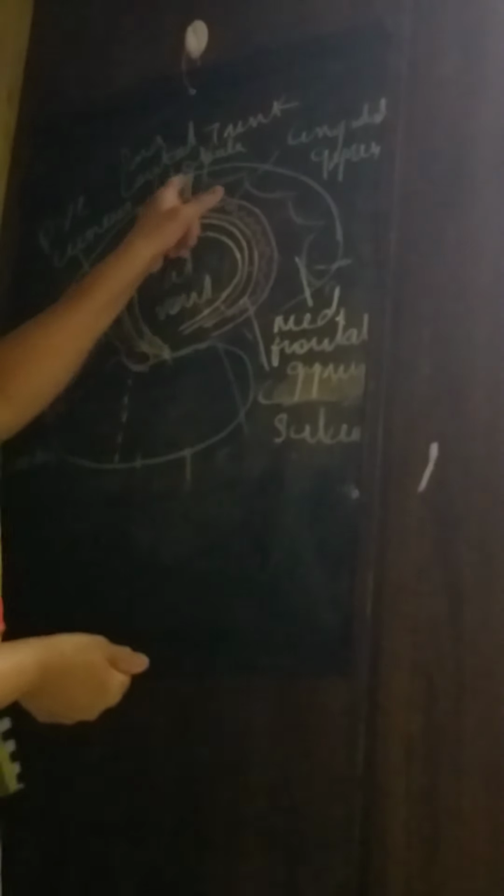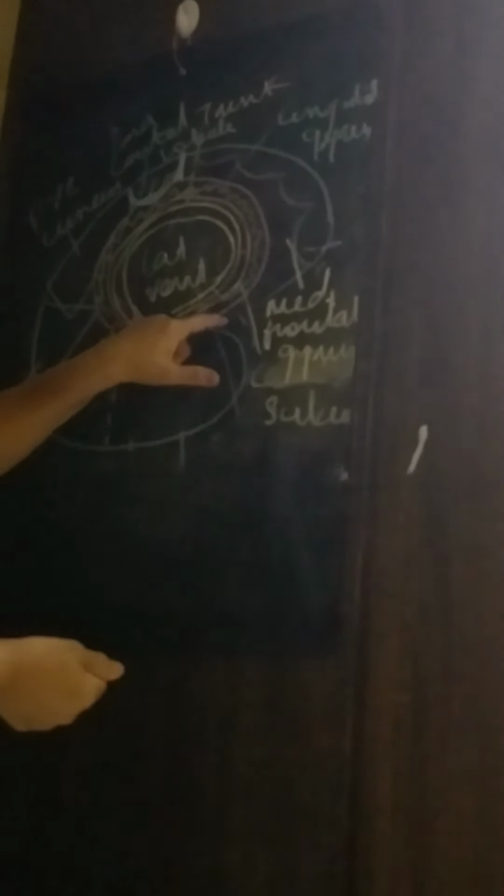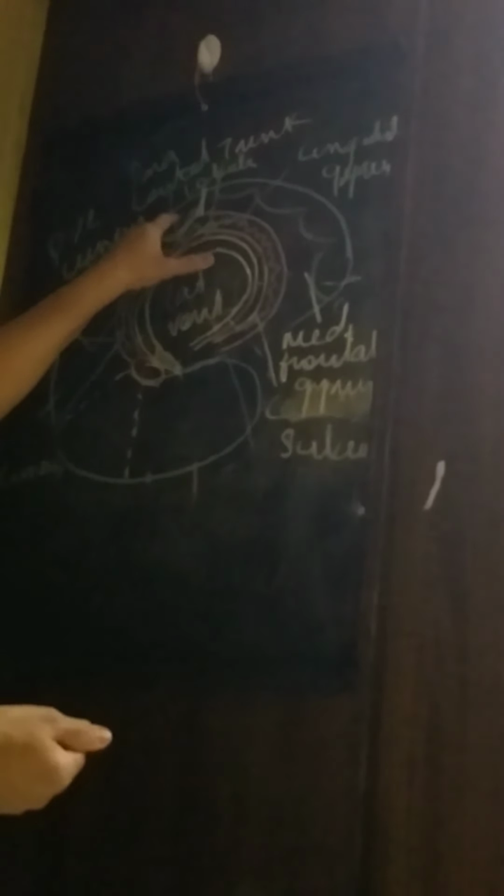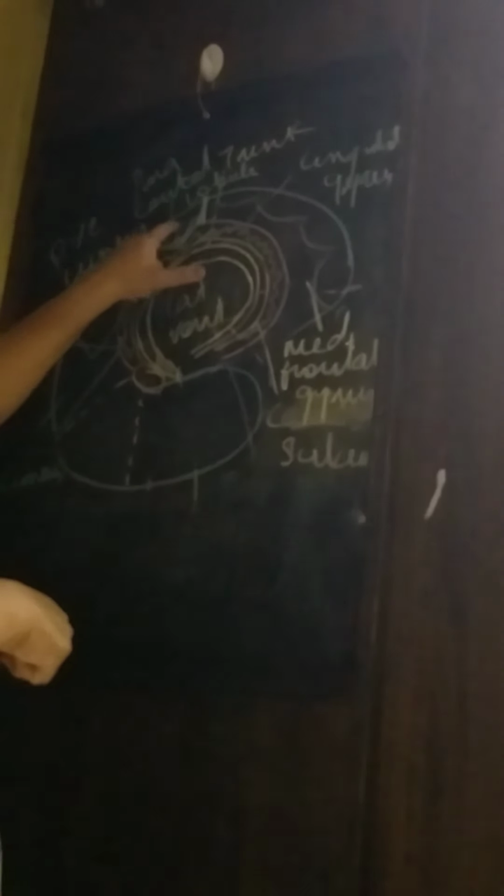Now the remaining portion of the medial surface. This big portion in the front is called the medial frontal gyrus. This is the gyri which is present in the frontal part of the medial surface of the cerebral hemisphere. Then in the center there is a U-shaped gyrus which is called the paracentral lobule.